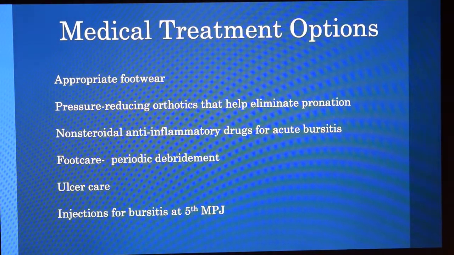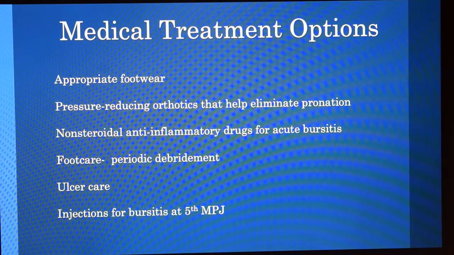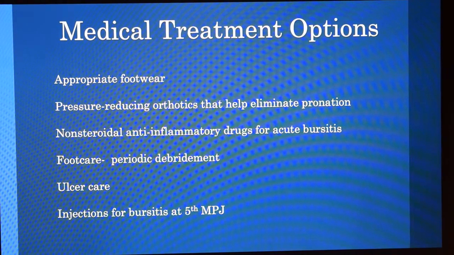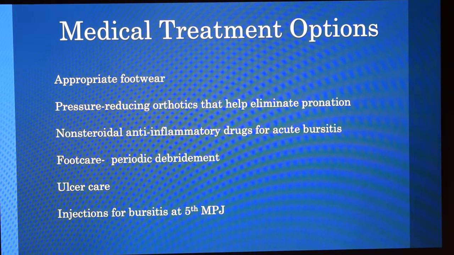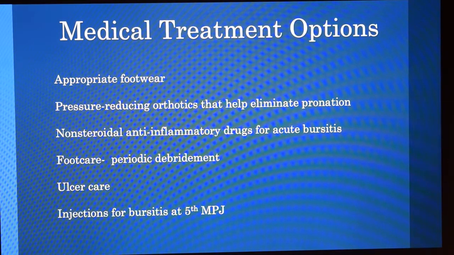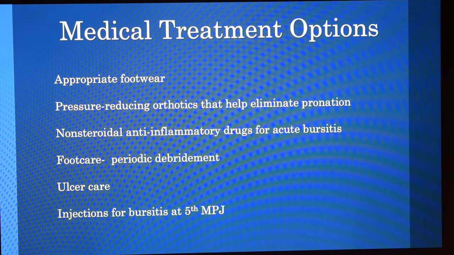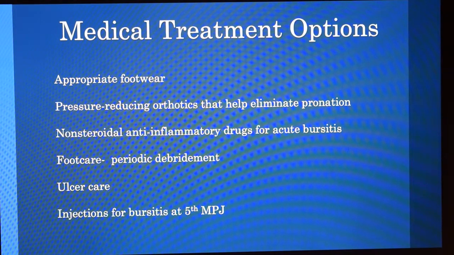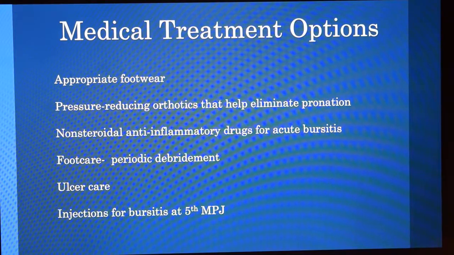Now the medical treatments, we have to try these first. Appropriate footwear. Usually what you want to get is a straight last shoe. Pressure reducing orthotics to help eliminate pronation and take pressure off the area. Non-steroidal anti-inflammatory drugs for acute bursitis. Periodic foot care in our diabetic population. Ulcer care when they do have an ulcer. And injections for bursitis in the fifth MPJ. That would include both cortisone and sarapin.